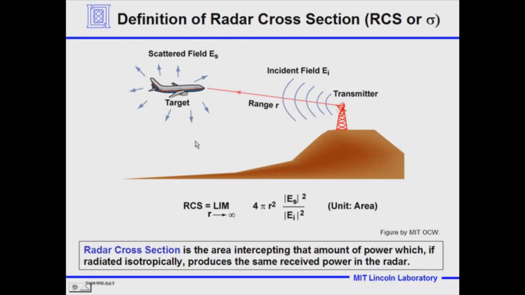That flatness is what we call a plane wave. It's 4 pi r squared times the electric field that's scattered by the target, divided by the electric field that's incident on the target. And with this exact definition, the scattering could go off to the sides. So the radar cross-section, you can see, is dependent on the angle that you look at the radar. And we'll look at that issue in the next viewgraph. And the units of the radar cross-section are an area.